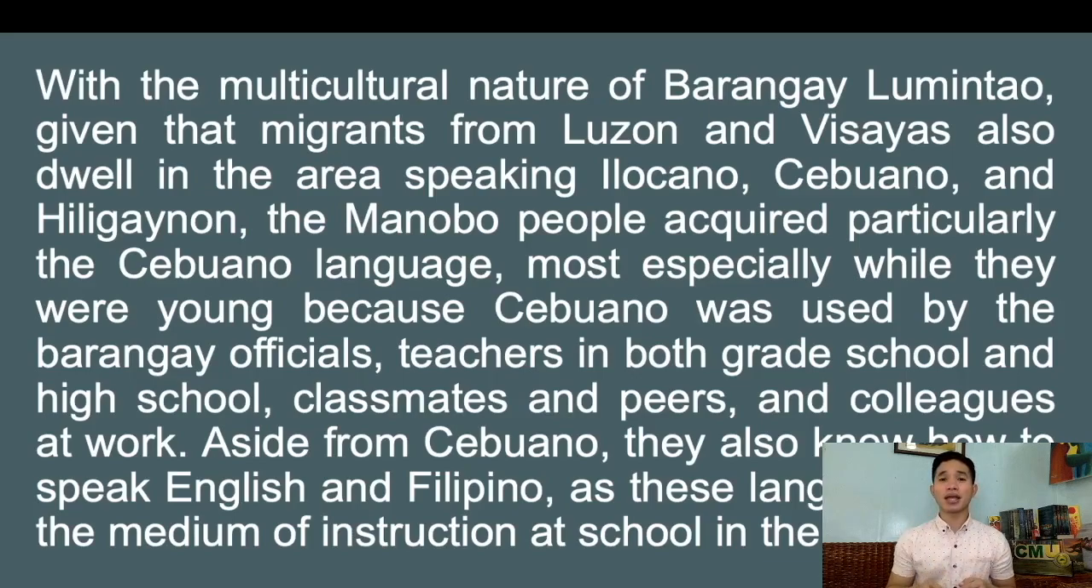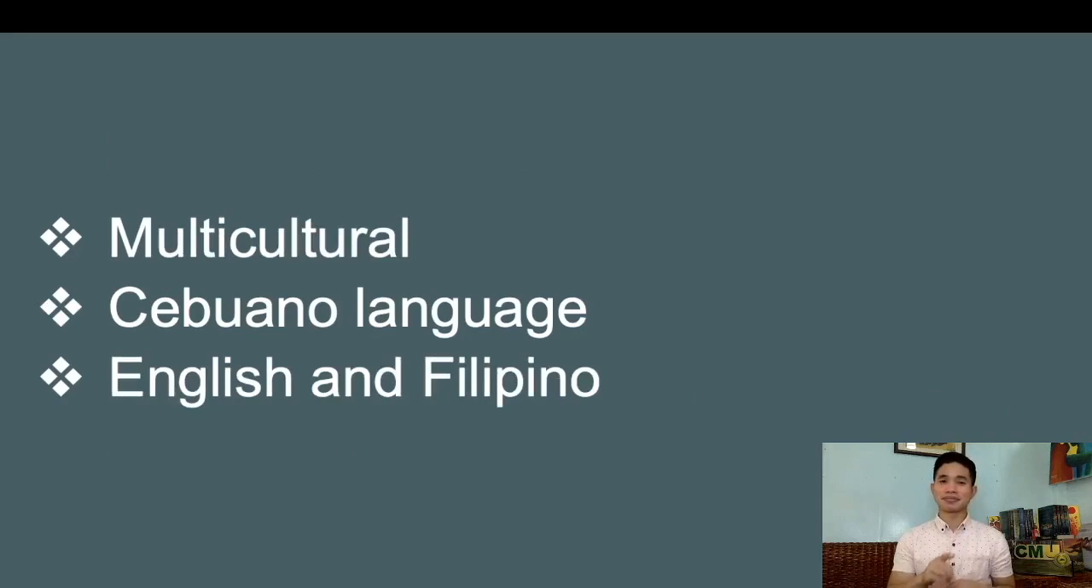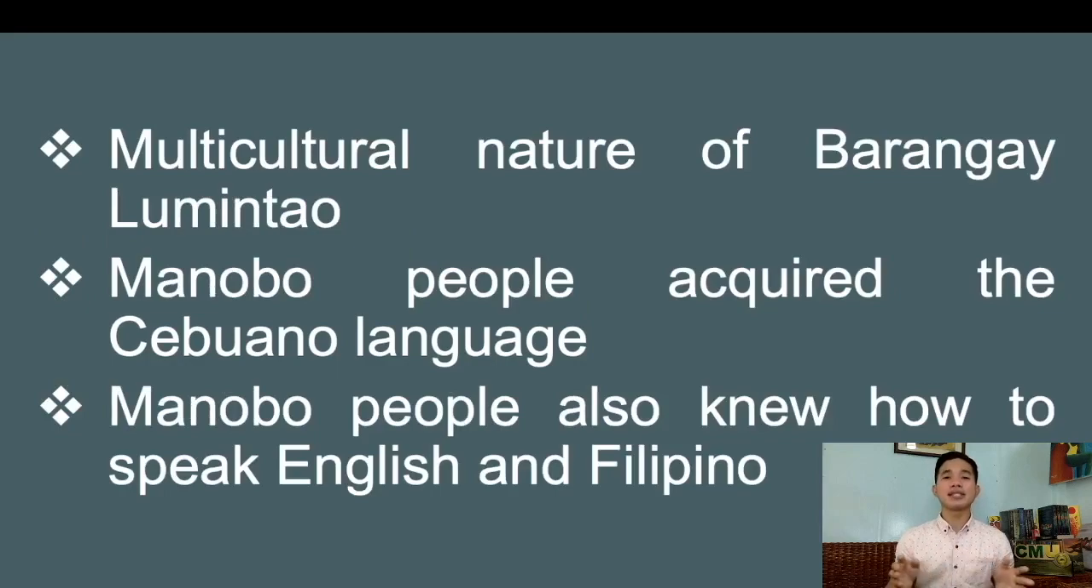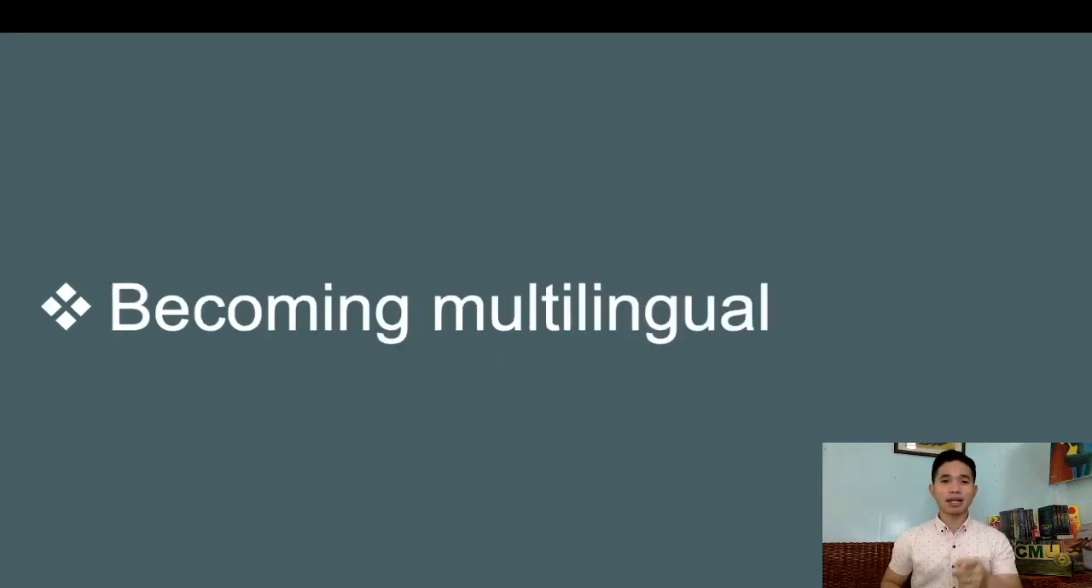So the antidote here is to try to look for keywords like this. So in that case, you're able to summarize. But is it enough? Let's try to narrow this information further. So in that case, from the lengthy sentences, from the lengthy phrases, you're able to come up with this. So multicultural, Cebuano language, English and Filipino. Another one is, can you narrow this information further? That's also possible. Let's take a look.